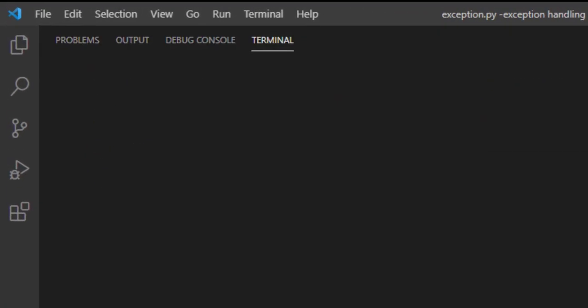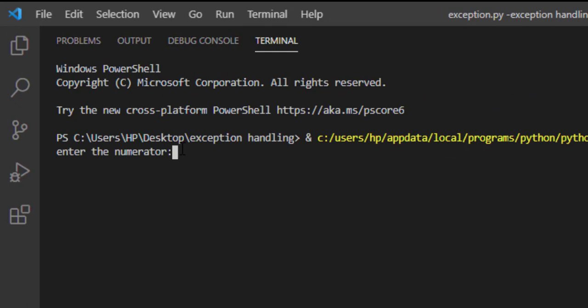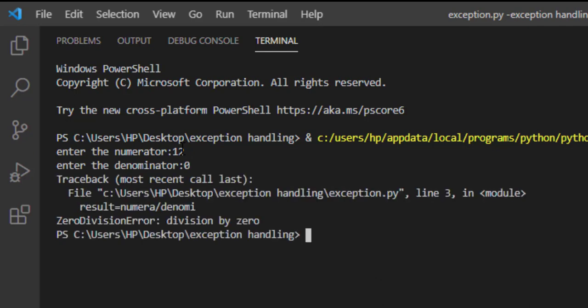Let's run this now. It's asking us to enter the numerator. So I'll enter 12. Enter the denominator. I'll enter 0 now. So here you can observe a ZeroDivisionError. We are getting another type of error, that is ZeroDivisionError, and it is describing what error? Division by zero. That means we cannot divide a number by 0. So whenever we try to do that, we get a ZeroDivisionError.